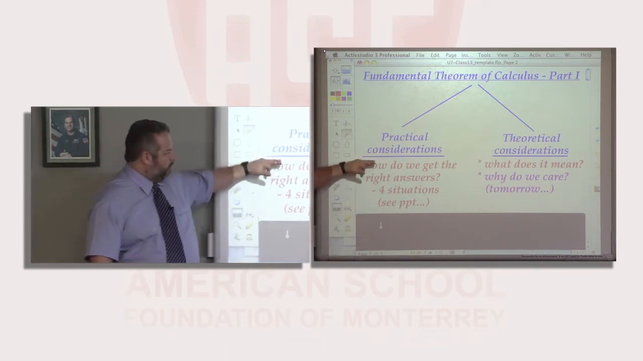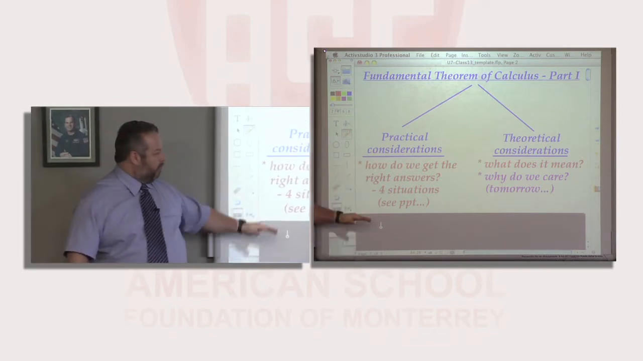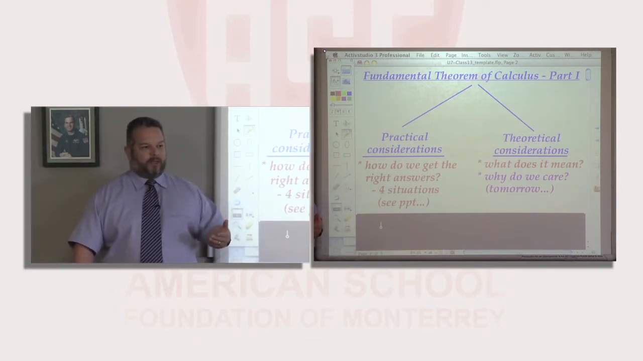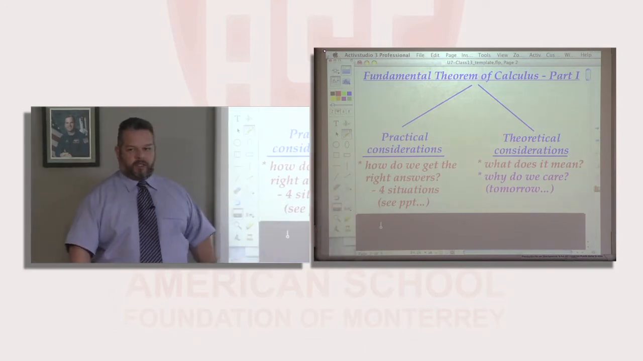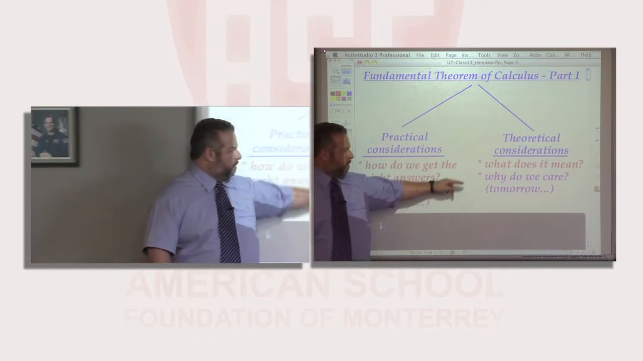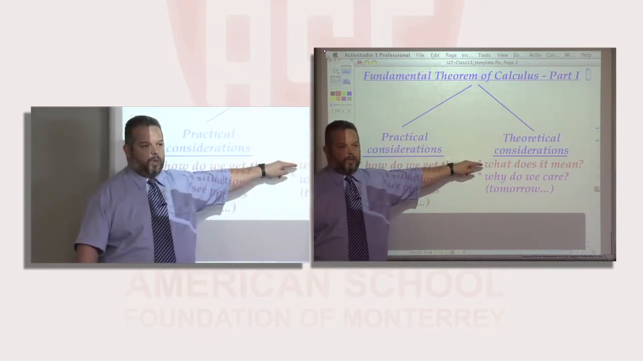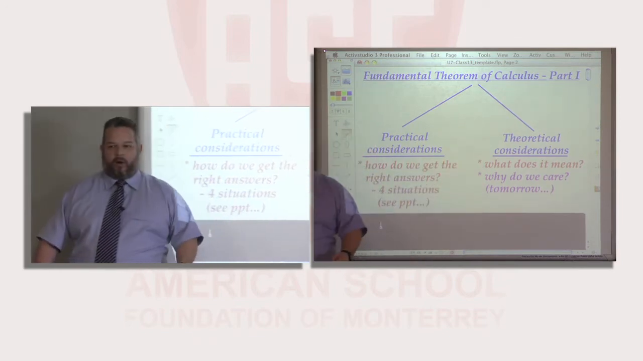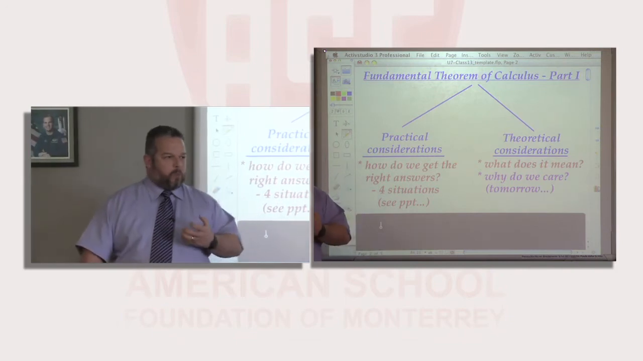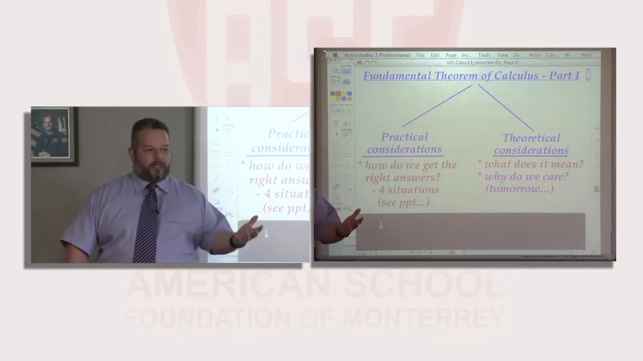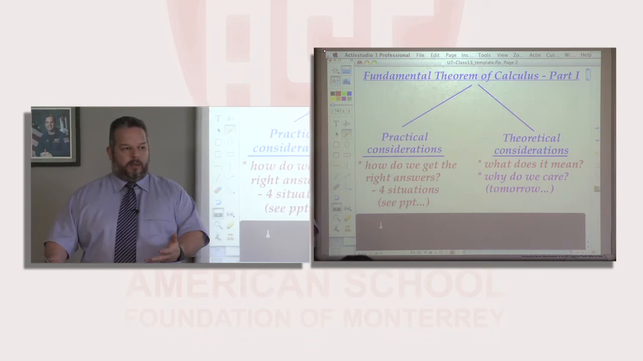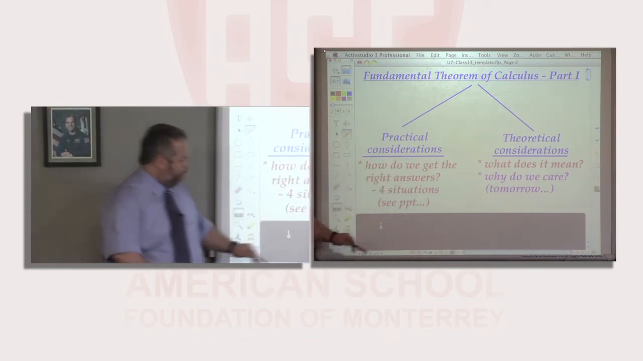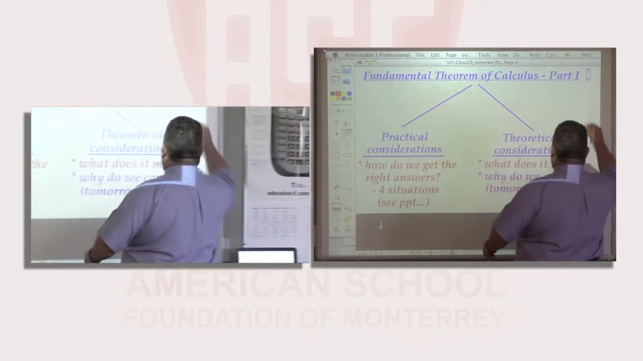So today, we're going to basically do two things, I hope, by the end of class. One, when you see problems involving fundamental theorem part 1, we're going to be able to get the right answers to those for the 4 situations that come up. And 2, what is it actually telling us? What do the answers represent? Tomorrow, we're going to look at why do we care? Or perhaps a better way of phrasing that is, how does it help us? What is it going to allow us to do that we couldn't do right now? And we're going to put that off until tomorrow. Okay? So, that's what we're going to be doing.